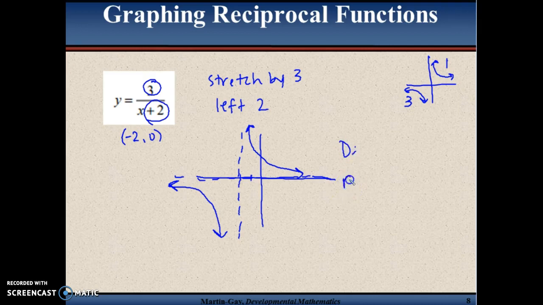The domain and the range, you just skip over your asymptote. So if I'm looking at my domain, I skip over negative 2. And asymptotes always get parentheses, and then I jump negative 2 to infinity. And my range, my horizontal asymptote is 0, so I'm going to do the same thing but jump over 0.